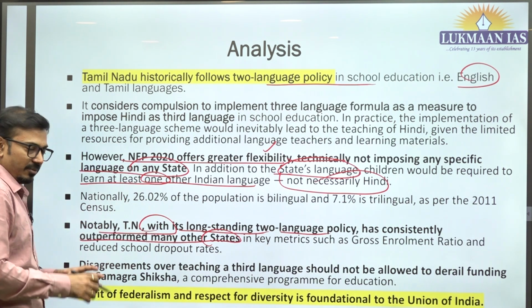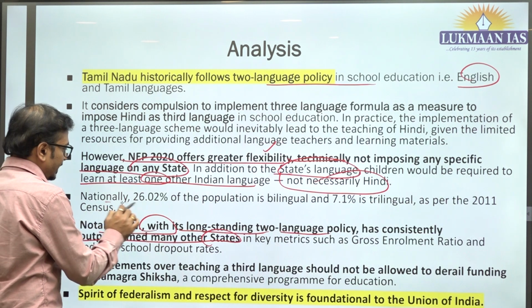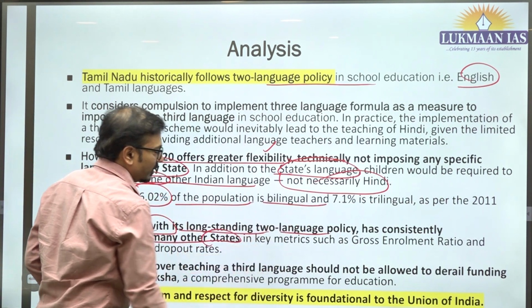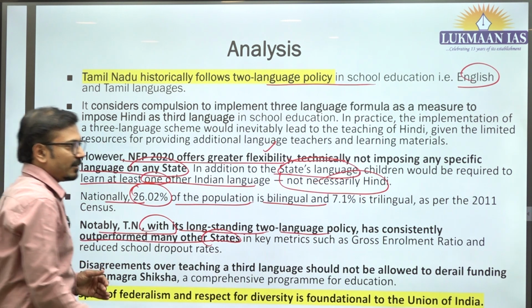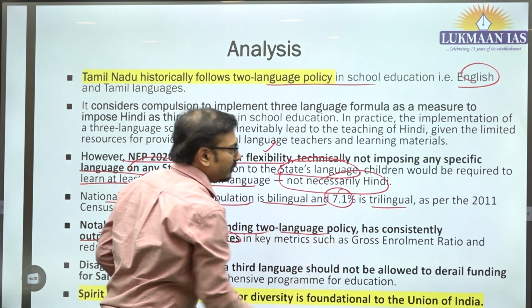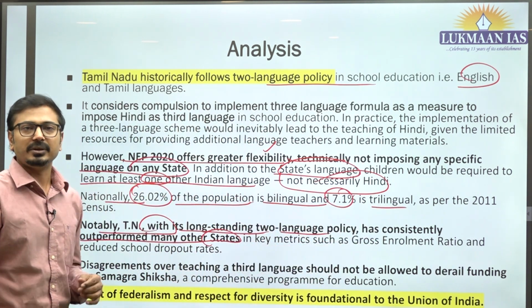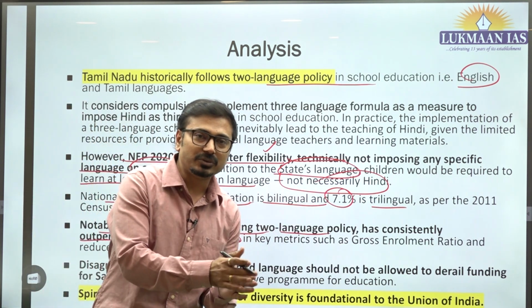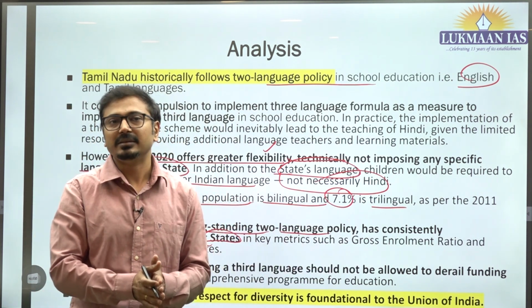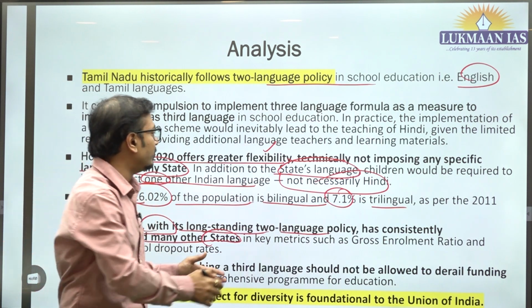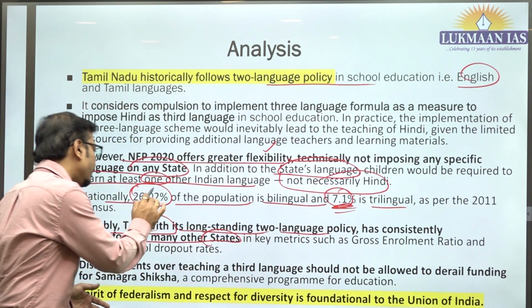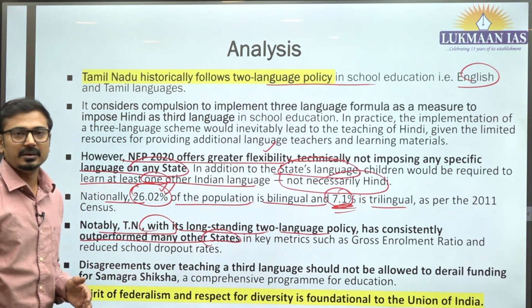Along with that, one important data point that you should know: nationally, 26.02% of the population is bilingual and only 7.1% is trilingual in the country as per the 2011 census. And it must have reduced in the last 14 years. This trilingual figure must have reduced considerably, and bilingual must have increased.